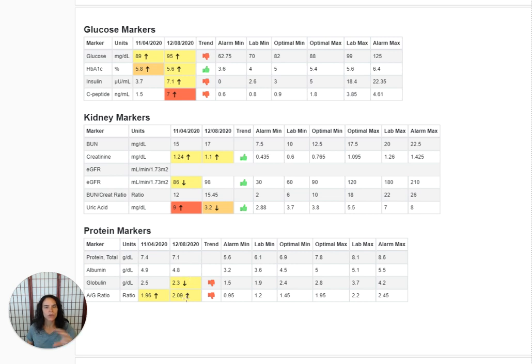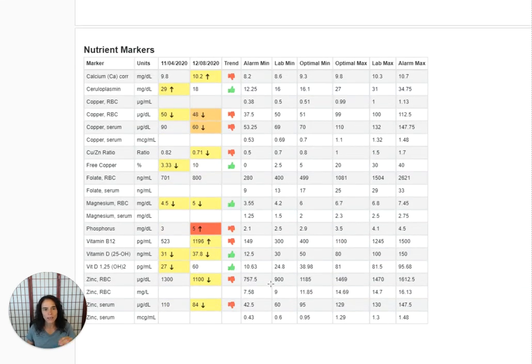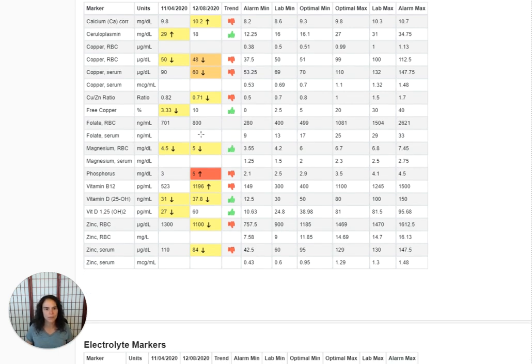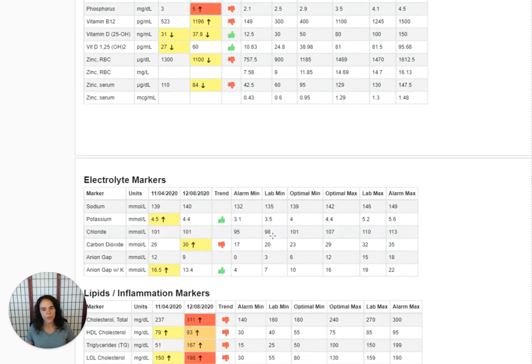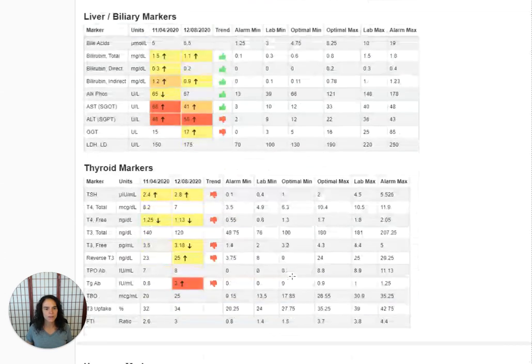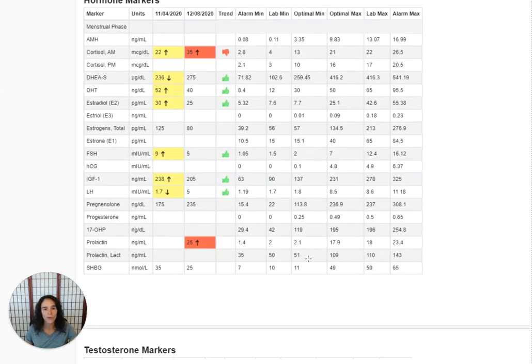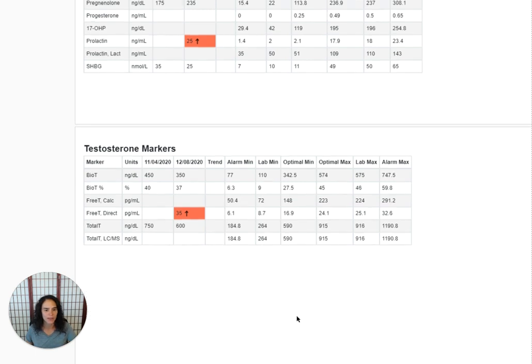I think protein markers might be out of place in the bar graph report. I put those up here to fill in this space. Right now, and when we upgrade the back end, I will do this as a feature, I would love to be able to hide the rows that are blank, because it doesn't make sense to see rows that you don't have values for. But right now, that's the way they are. Lipids, inflammation, electrolytes on this page, liver and thyroid on this page, and then hormones. I couldn't fit all the hormones, so I just put the testosterone markers on the last page.